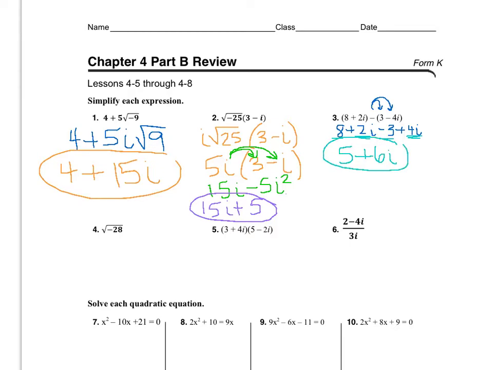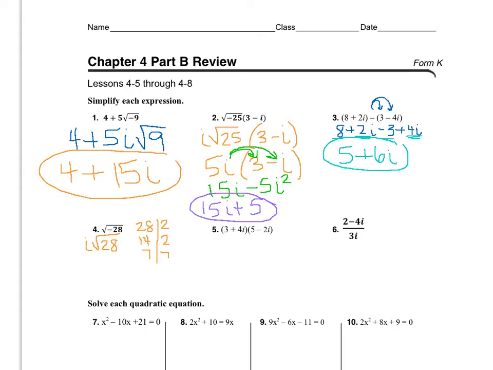For number 4, again, I have a negative underneath the square root, which is not allowed. So the first thing I have to do is pull my i out to the front. But then I think 28 can be simplified, so I'm going to have to use Joe's method here. I take my 28, divide by 2, I get 14. Divide by 2, I get 7. 7 isn't divisible by 2 or 3 or 5, but it is divisible by 7, and I get 1. Sorry, that doesn't really look like a 1.